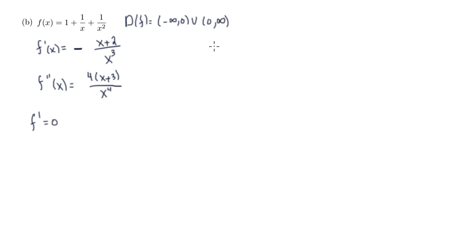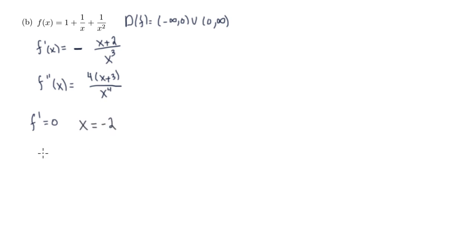Because we can't divide by 0, but what that means is for the first and second derivative, we can actually just ignore the case where they're undefined because the original function is undefined. So that's something. So that means we only have one critical point for f prime equaling 0. And that's when the numerator here is 0. So in other words, when x is equal to negative 2.